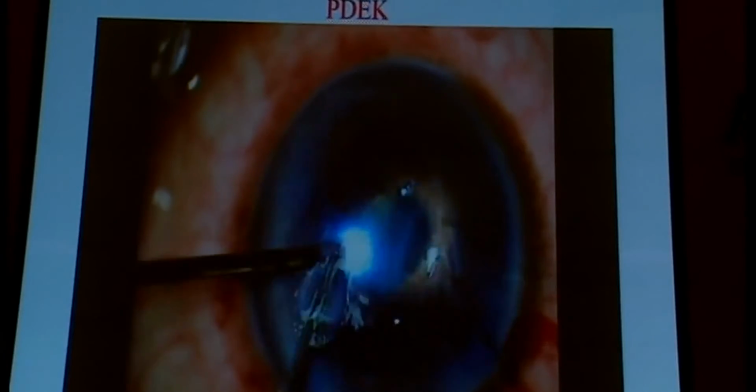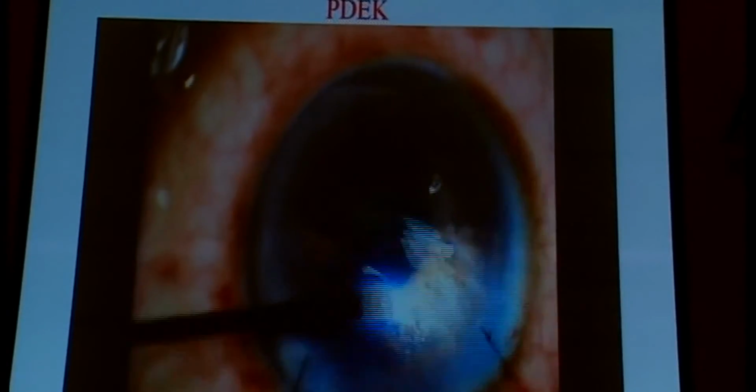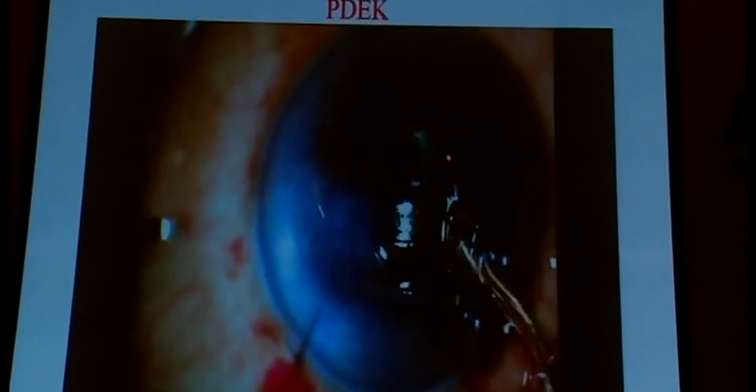Here in this case, I had removed the epithelium for visualization. I used an endo eliminator for effective visualization and anchored the graft with an air tamponade.